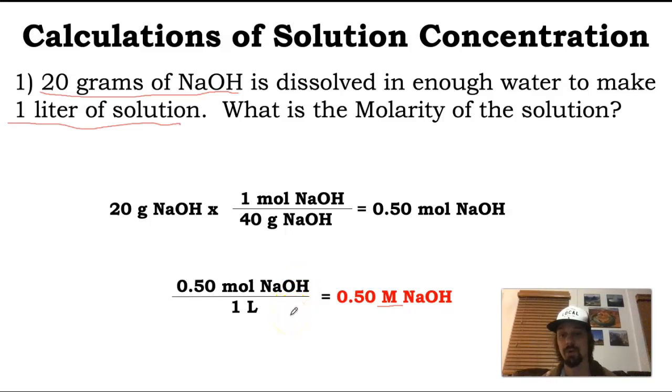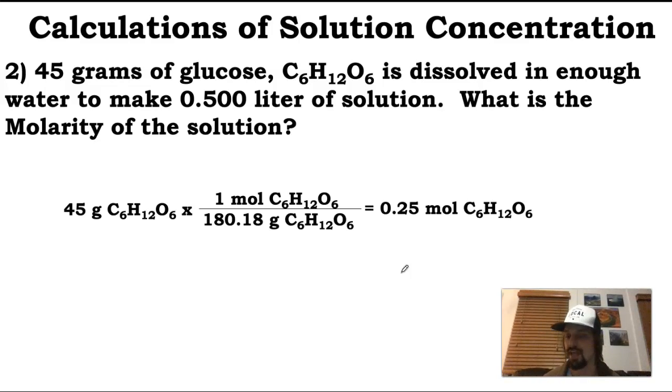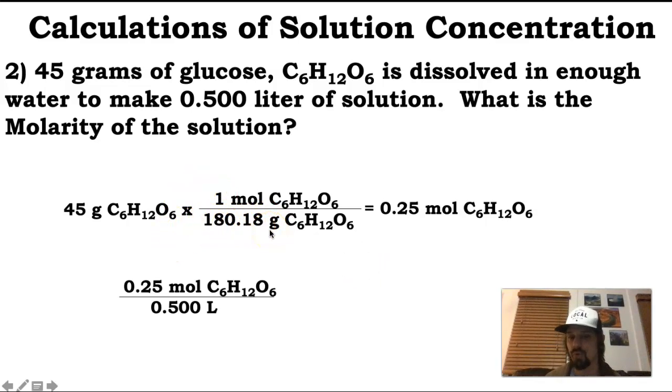Okay, that's number 1. Number 2, very similar. Here I have 45 grams of glucose dissolved in enough water to make 0.5 liters. What is the molarity? First, why don't you pause and try to do this on your own? I'm going to take 45 grams and turn that to moles by dividing by the molar mass of glucose. Then I take moles divided by liters, and that gives me my molarity, again with a capital M. So you do 3, 4, and 5 for molarity. We're going to do examples from each section.